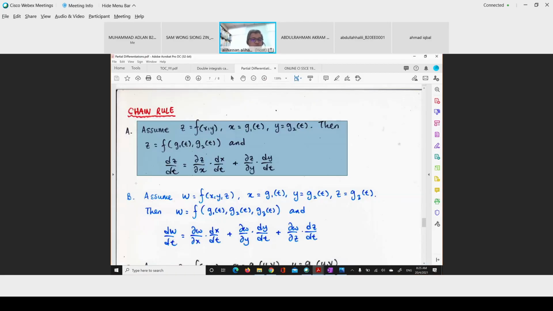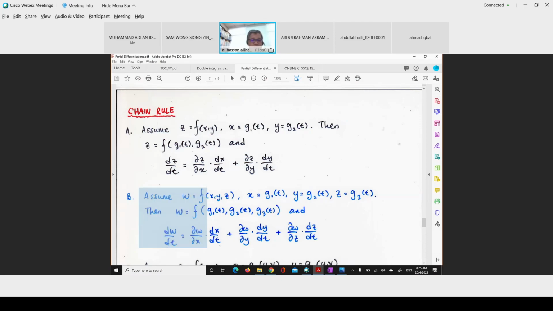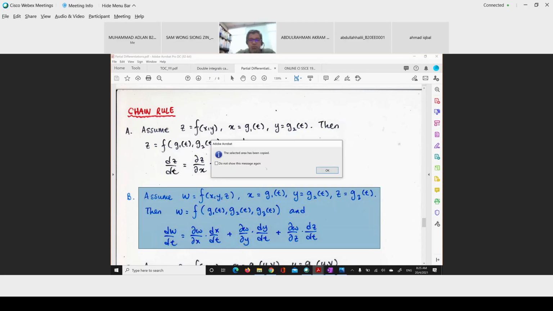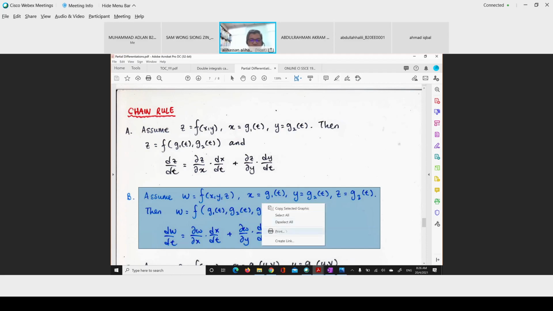Okay, another rate of change formula is one that has three variables, a function of three variables. So let's see an example of the rate of change involving functions of three variables.